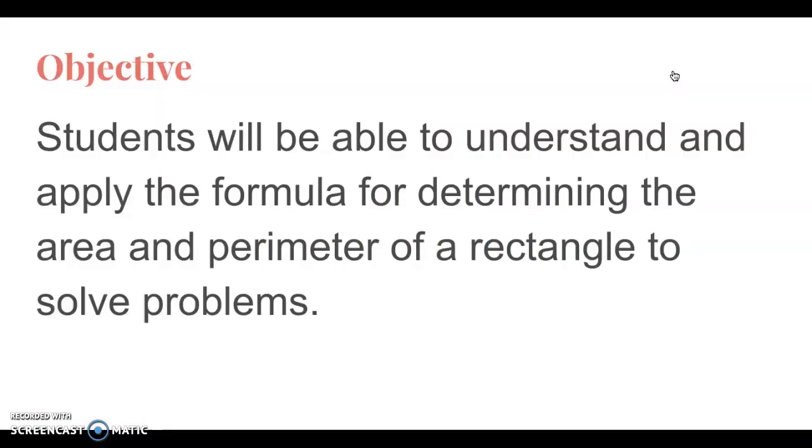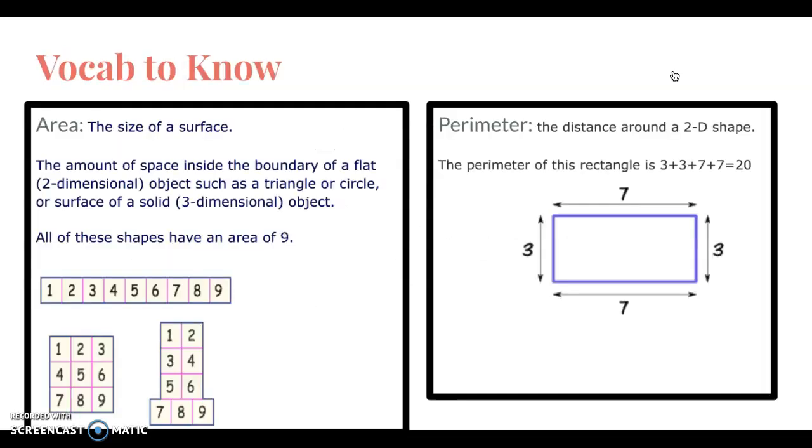Objective: Students will be able to understand and apply the formula for determining the area and perimeter of a rectangle to solve problems. The first thing we're going to do is go over some vocabulary that we need to know. The first word that you need to know is area. An area is the size of a surface.